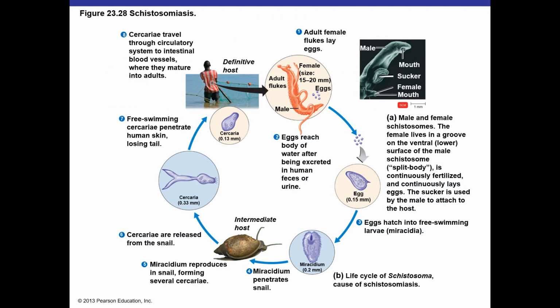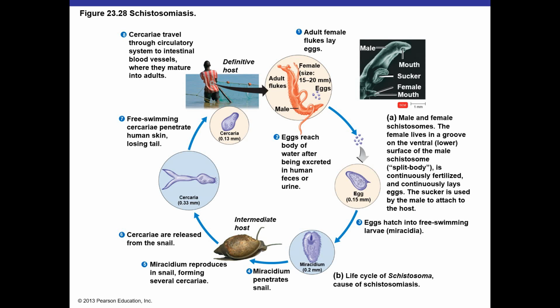For the schistosomes, we see that this is going to be a dioecious coupling, where you have the adult female and the male always coupled. You see the female kind of lying in the groove of the male there, and they then have a mouth and suckers to be able to hold on.